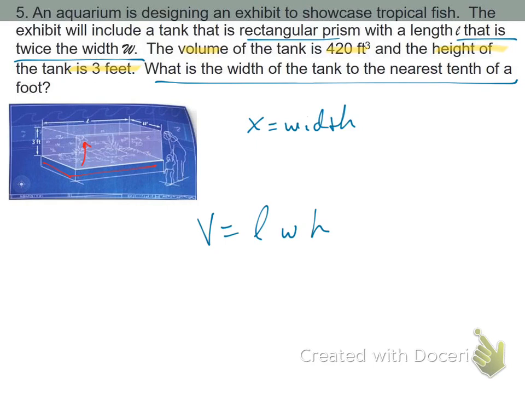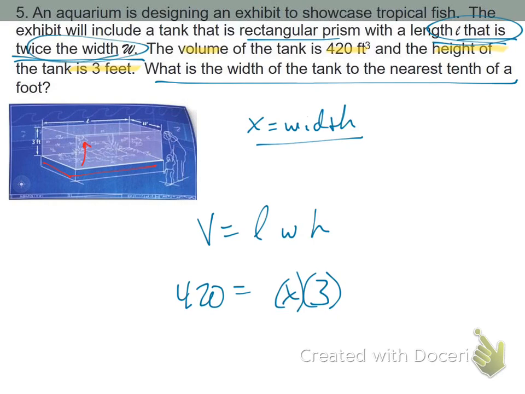Now we can start plugging in the values that we know. The volume is 420 cubic feet. The height is 3 feet. The width we know is x. We've already decided that. Question is, what's the length? Well, up here it says that the length needs to be twice the width. So if the width is x, that means the length has to be 2x. So there's your equation that you now can go solve.